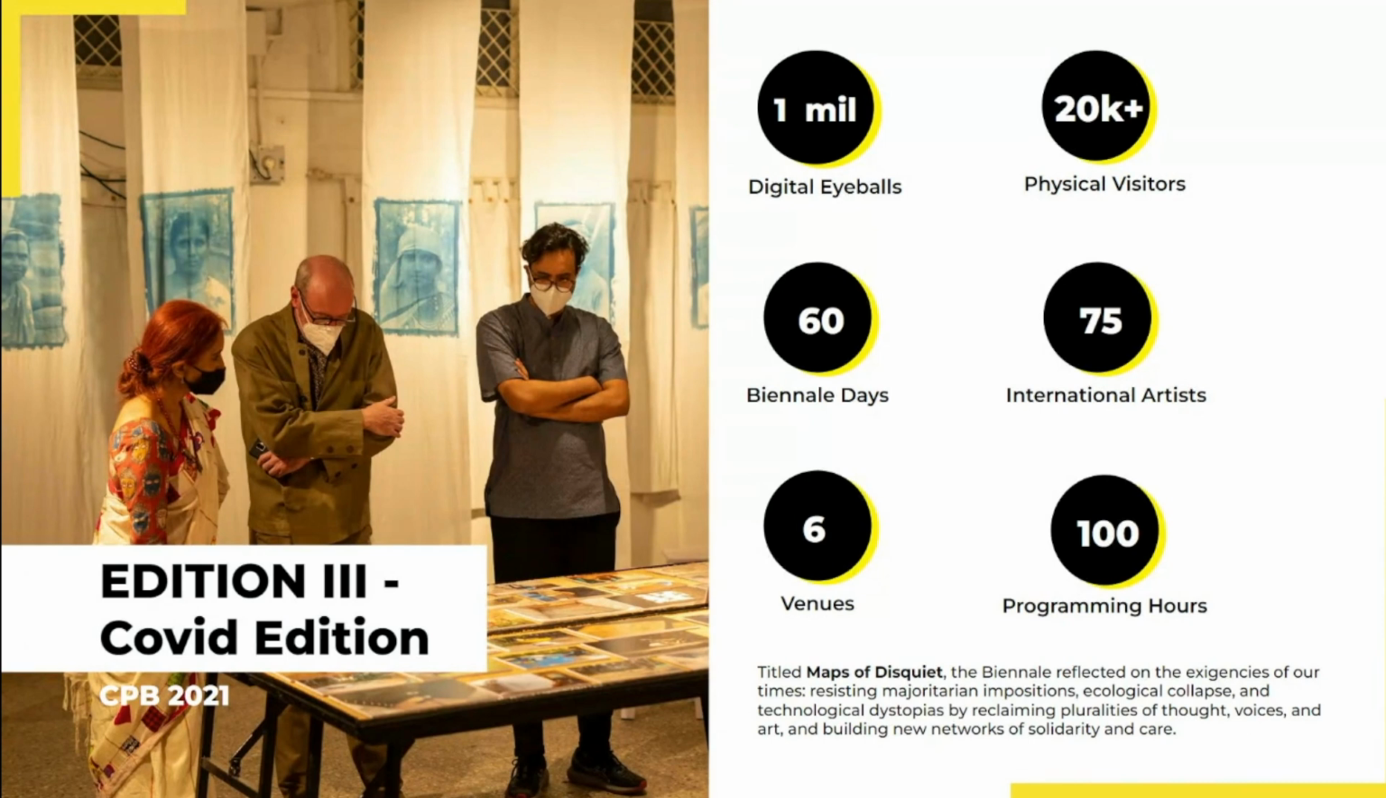So this time it was 60 days, but there were 6 physical venues. A lot of programming happened online, right? And a lot of visitors were able to see the exhibition from across the world.